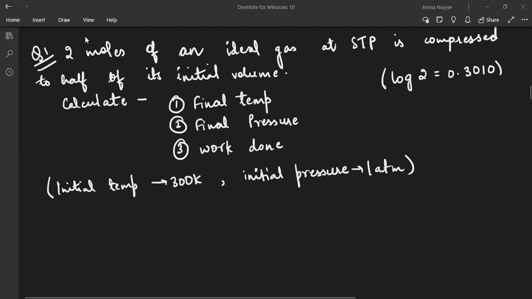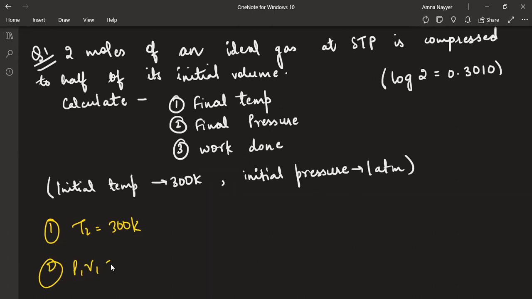2 moles of an ideal gas. See here, the initial volume is getting halved. So what will happen to the final temperature? The initial temperature is 300 Kelvin. This is an isothermal process. It's not mentioned over here, but it has to be mentioned; it's a part of the question. So in the first part, the final temperature will be 300 Kelvin only, because in an isothermal process, temperature does not change.